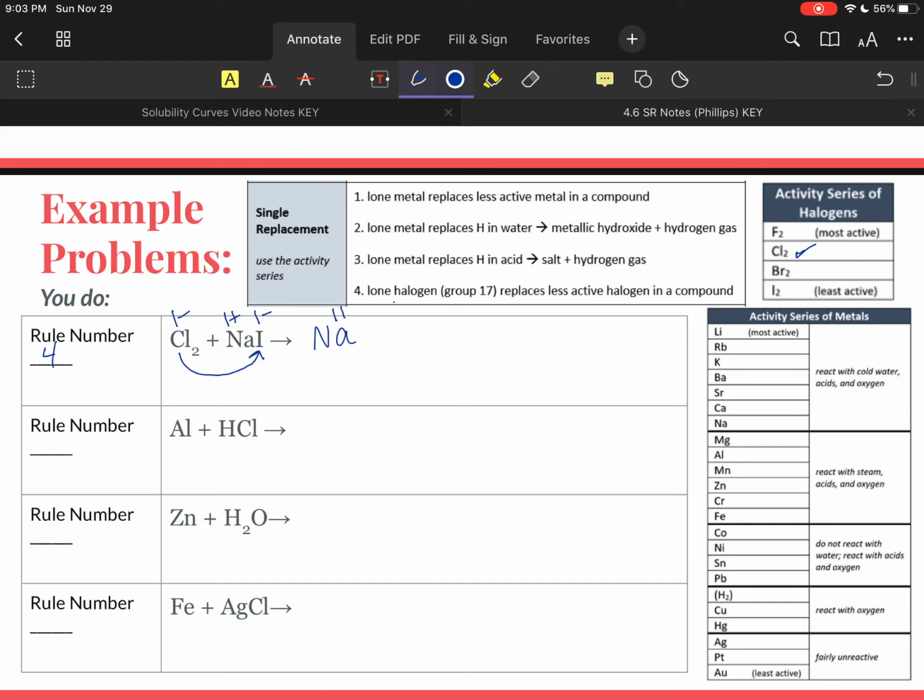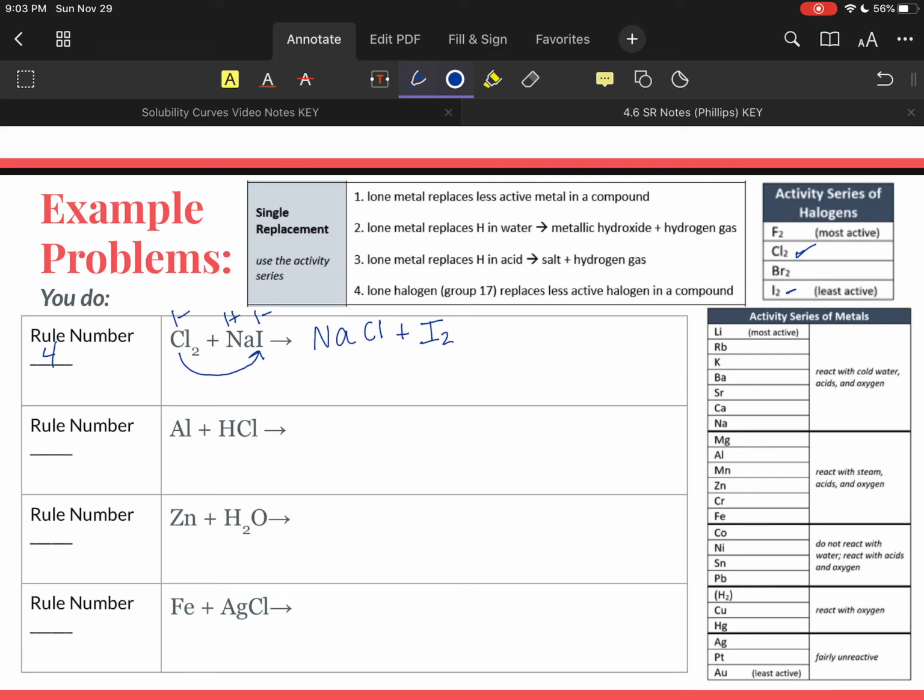So I have Na, again, which is a 1 plus. Cl is a 1 minus. When they crisscross, the charges are invisible. And then I'm left with iodine by itself because it got kicked out. It is diatomic, so I'm going to write I2. If I forget, it's listed as I2 right there as well.